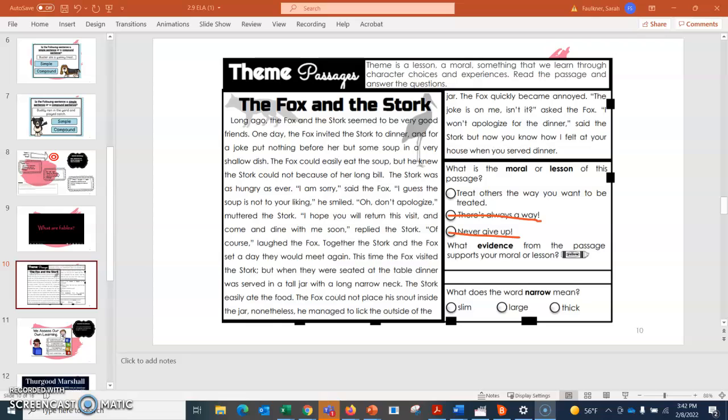So that's not correct. This one, even though it's my only choice right now, I want to look back and make sure that it makes sense. So it says, treat others the way you want to be treated. If the fox had treated the stork nicely at the beginning, they would have had a nice dinner. Then, when the stork invited the fox over, they probably would have had a nice dinner. Everyone would have gotten to eat, and everyone would have enjoyed it, and they would have been better friends. But the fox was mean, and so the stork was mean to him in return. So treating others the way you want to be treated was the moral of this story, and it's a great lesson for life.